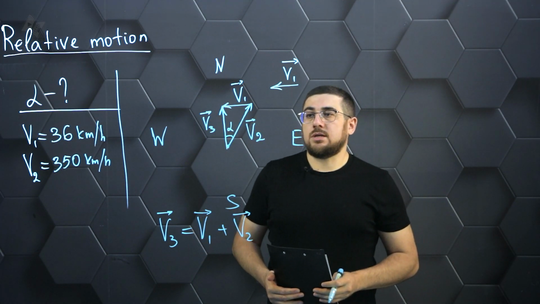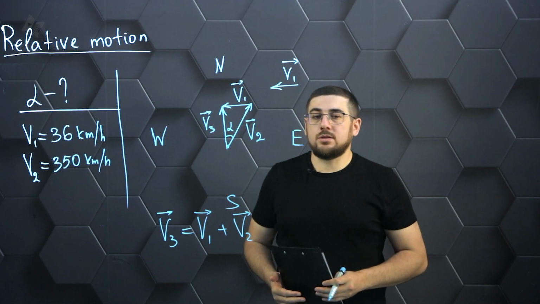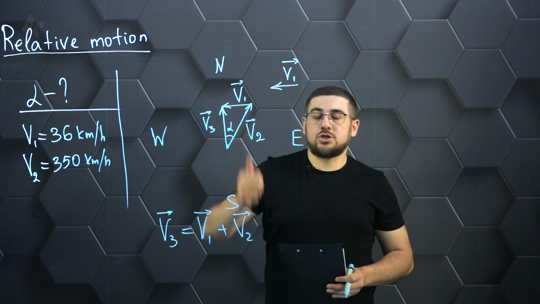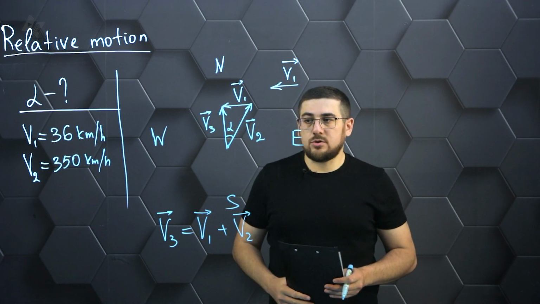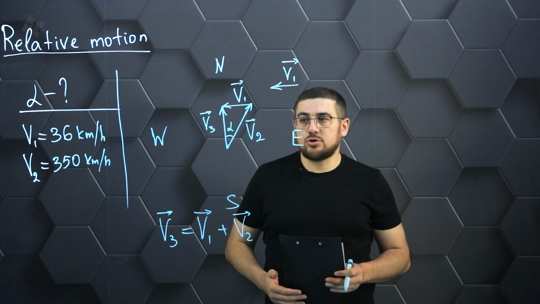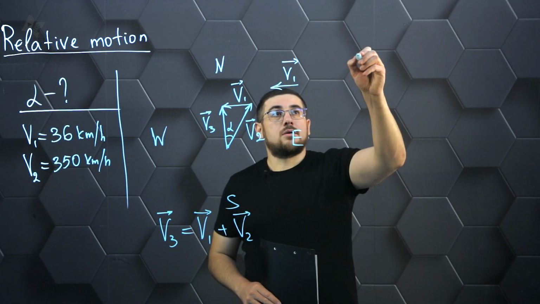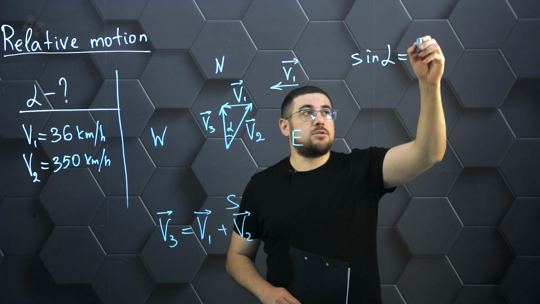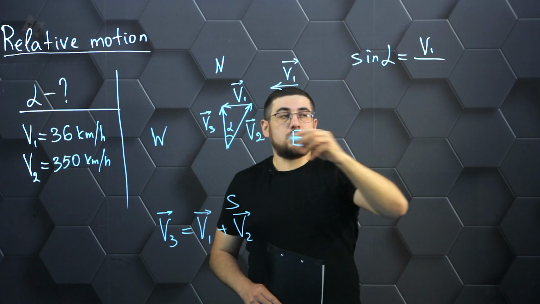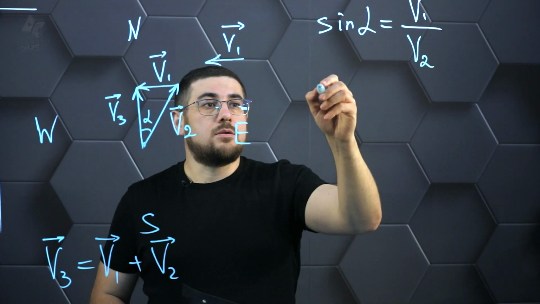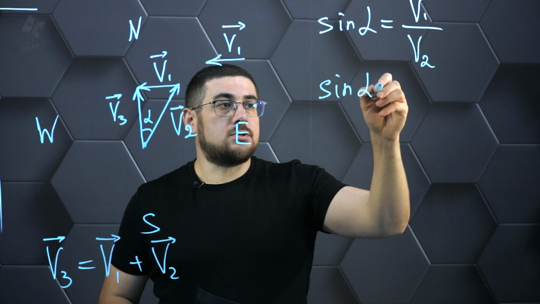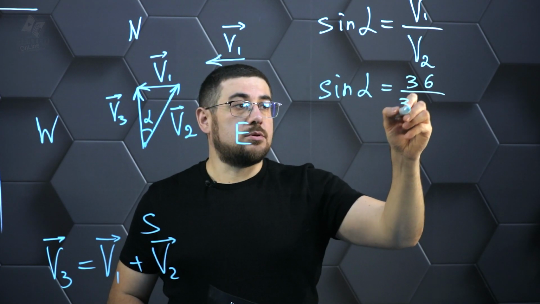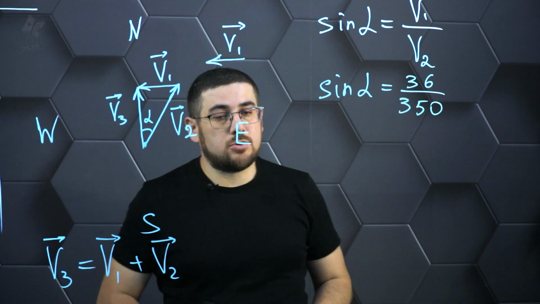In order to find this angle, we must look carefully at the triangle. Look at what we know in this triangle. Here we know the hypotenuse and the opposing cathetus, from which we can conclude that through the sine of the angle alpha, we can relate these two sides of the triangle. So, the sine of this angle will be equal to the ratio of the opposing cathetus, which is v1, to the hypotenuse, which is v2. And we actually write down the expression from here. The sine of this angle is 36 kilometers per hour divided by 350 kilometers per hour.